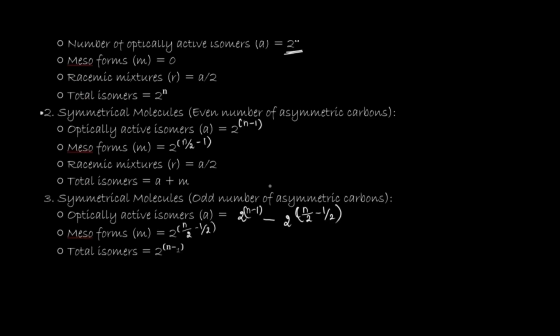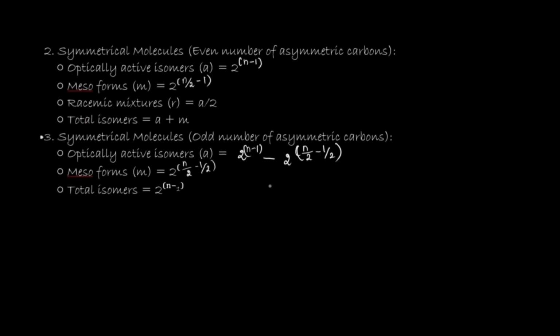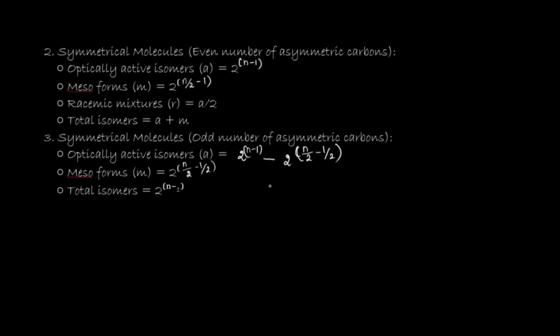Okay, the second case is symmetrical molecules with an even number of asymmetric carbons. Even number means 2, 4, 6, 8, etc. In that case, you have to use the formula: the optically active isomers are 2 to the power n minus 1. Once again, n is for chiral centers. The meso forms will be 2 to the power n by 2 minus 1, and the racemic mixtures are A by 2. Total isomers is A plus M, optically active isomers plus meso forms.